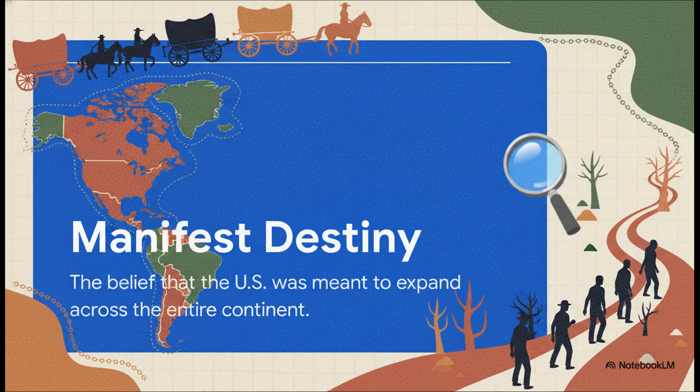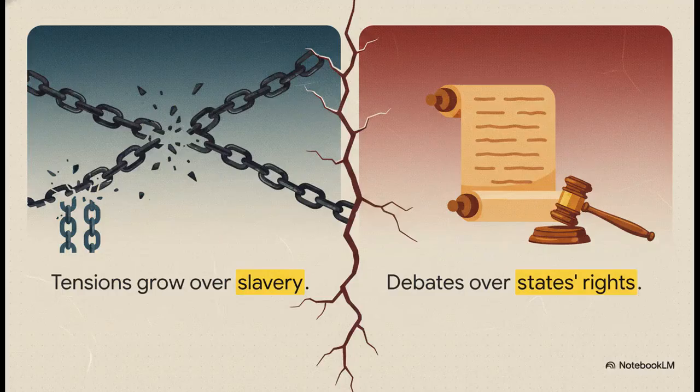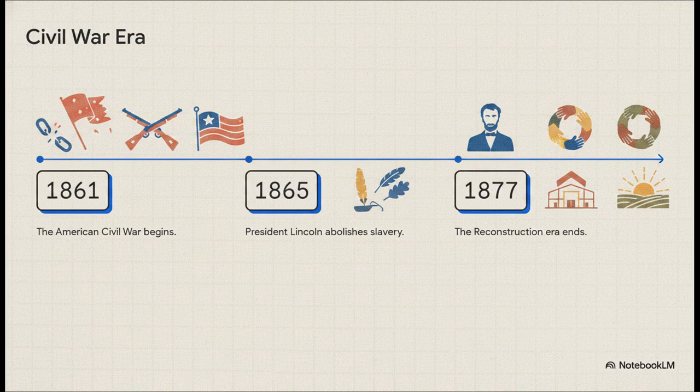But we have to remember the devastating human cost here. This aggressive westward expansion led directly to the tragic forced removal of Native Americans, most notably on the horrific Trail of Tears. Now, at the exact same time the country is expanding outward, internally, it's fracturing. A deepening, increasingly violent divide was forming between the North and the South. At the core of this conflict was the brutal institution of slavery and the intense debates over states' rights. By the 1850s, this tension was just pushing the country straight toward a breaking point. And in 1861, it broke. The American Civil War begins.